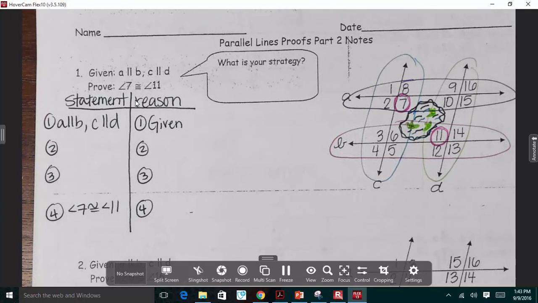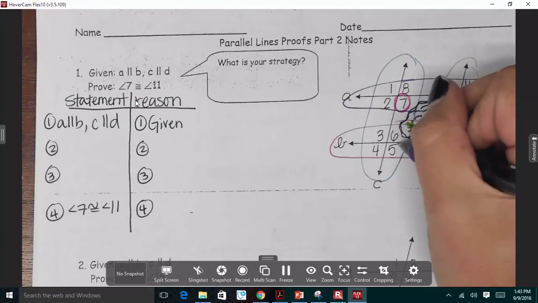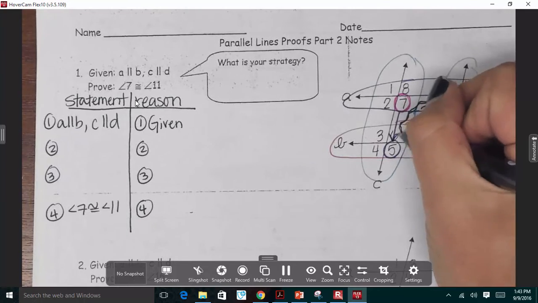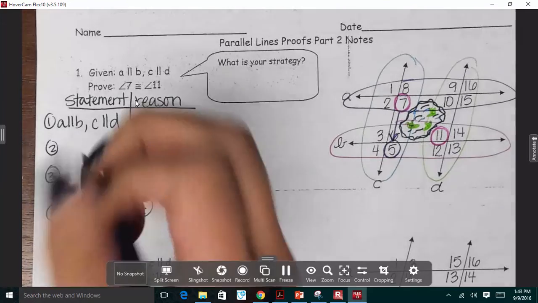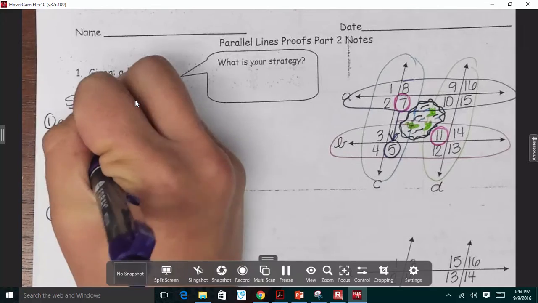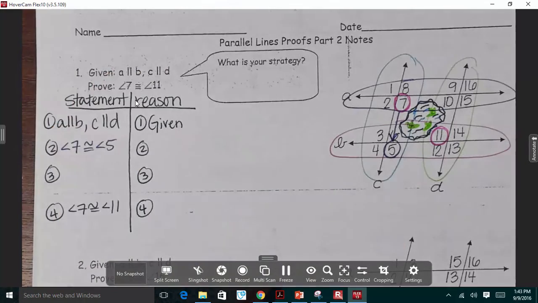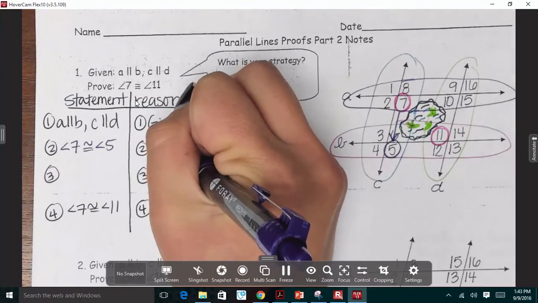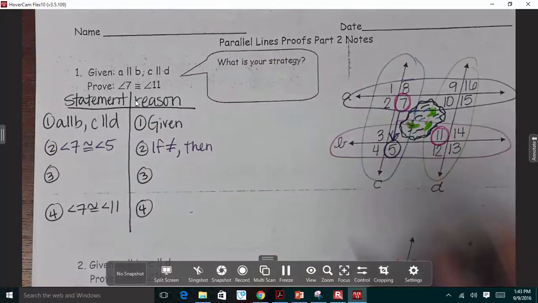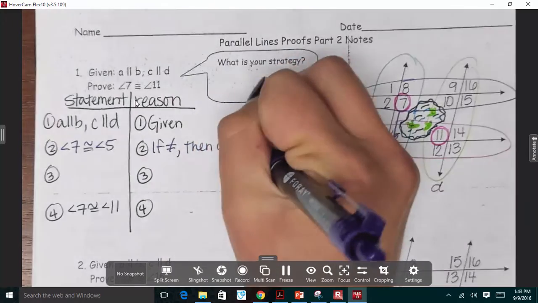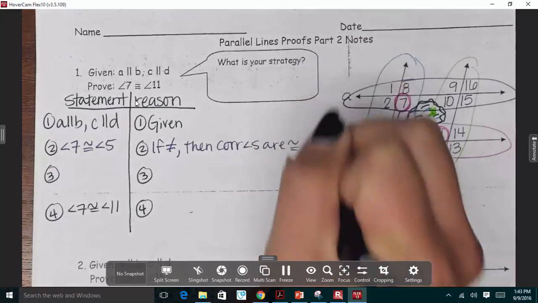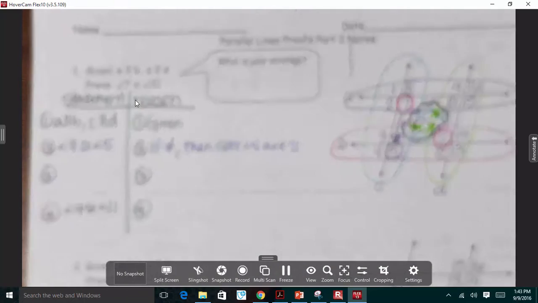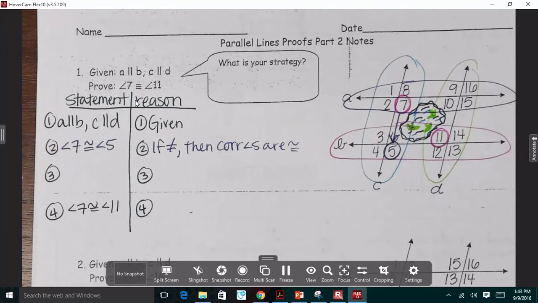7 and 5. Okay, so 7, if we went from 7 to 5, those are corresponding. So that means that angle 7 is congruent to angle 5. And that's because if two parallel lines are cut by a transversal, then corresponding angles are congruent. Okay, who else had their hand up? Okay, Ryan, were you going to say 7 to 5?